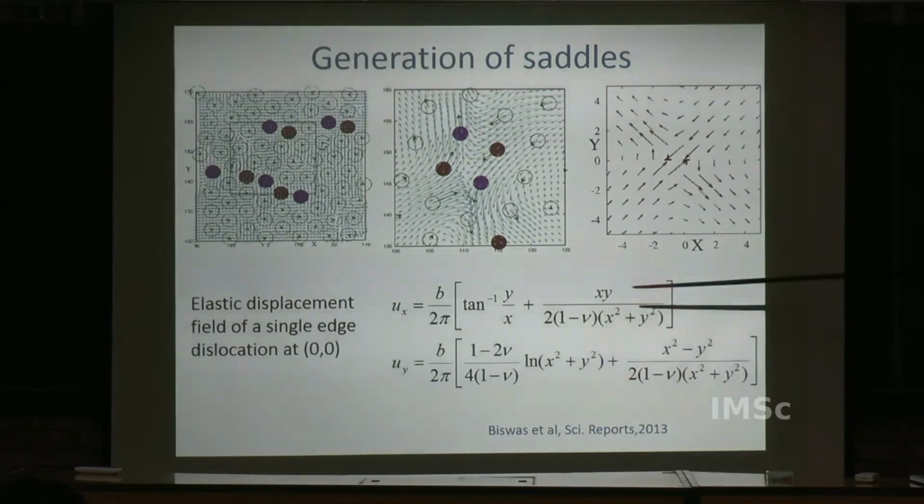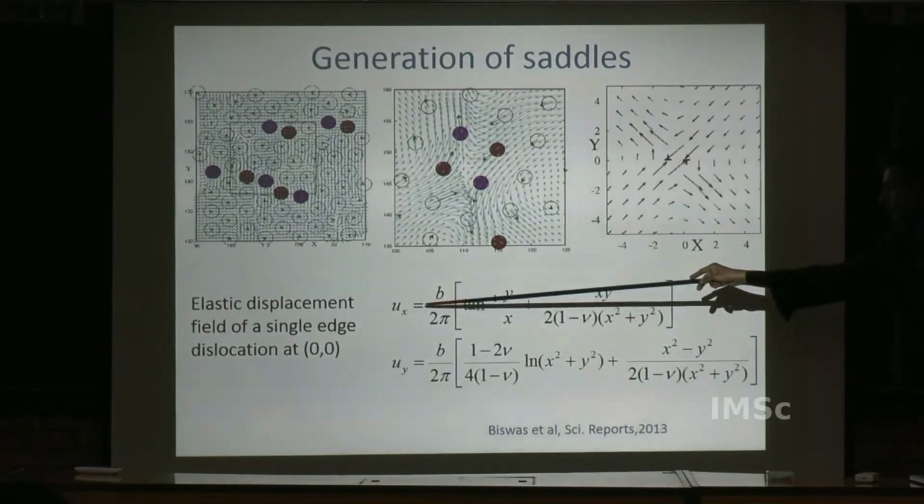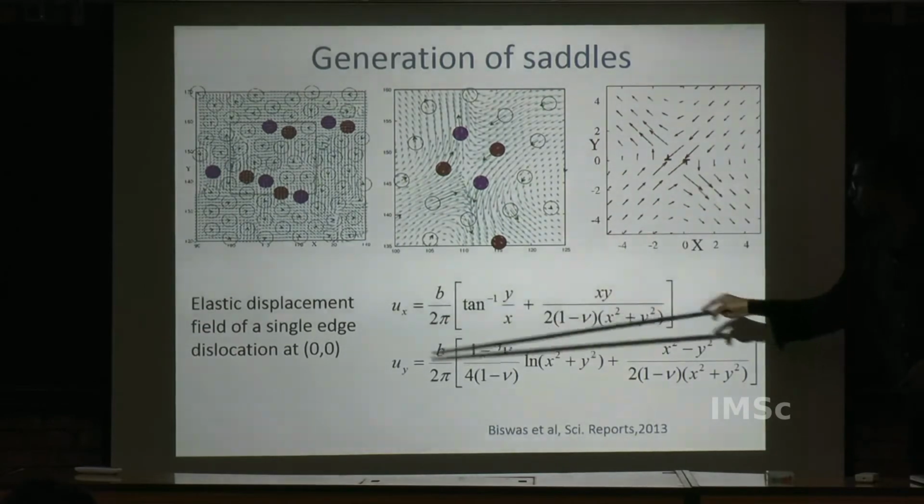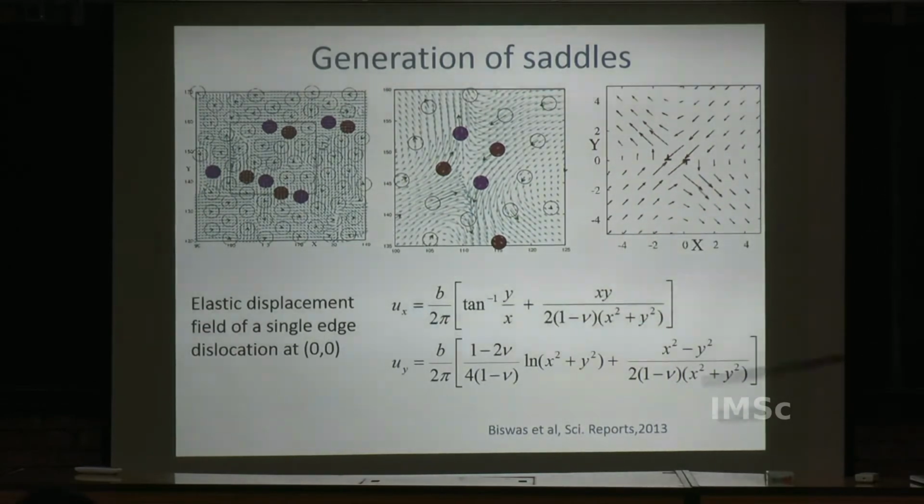So we just looked at how this displacement field looks according to Frank, who gave a theory. This is the elastic displacement due to a defect like this. If this defect was placed at the origin, if there was only one defect like this at the origin, then this would be the displacement field, ux and uy.